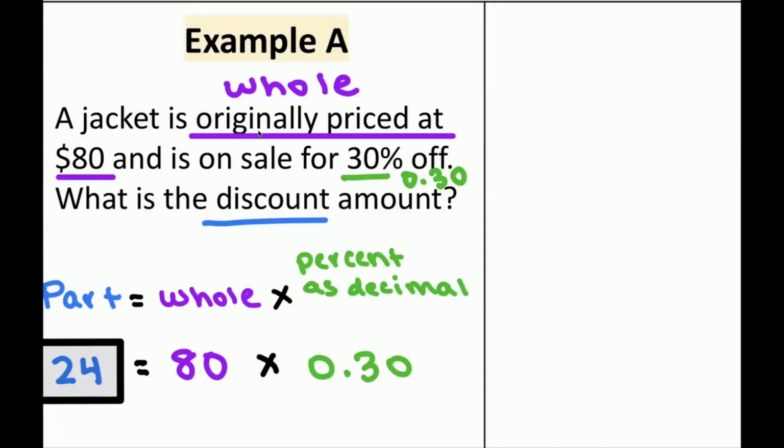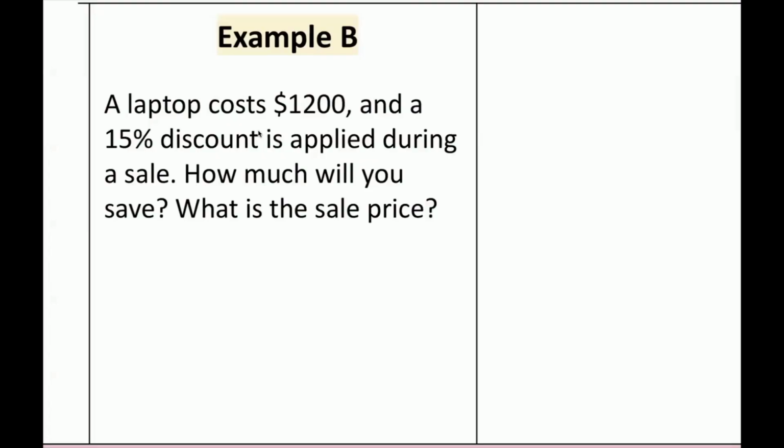Let's take a look at example B. Example B is a 2-part question. It says a laptop costs $1,200. Okay, so that's the original price, our whole. There's a 15% discount. How much will you save? Okay, so how much you save is the part.